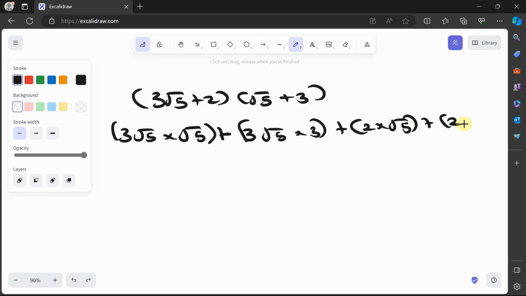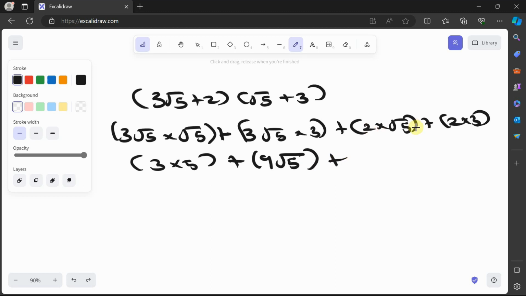So 2 times 3. 3, I told you, always assume that there's a 1 here. So 3 times 1 is like 3. Root 5 times root 5 is what? Beautiful. 5. Plus 3 times 3 is 9. So root 5 times, is there any other roots? No. So we'll just say 9 root 5.